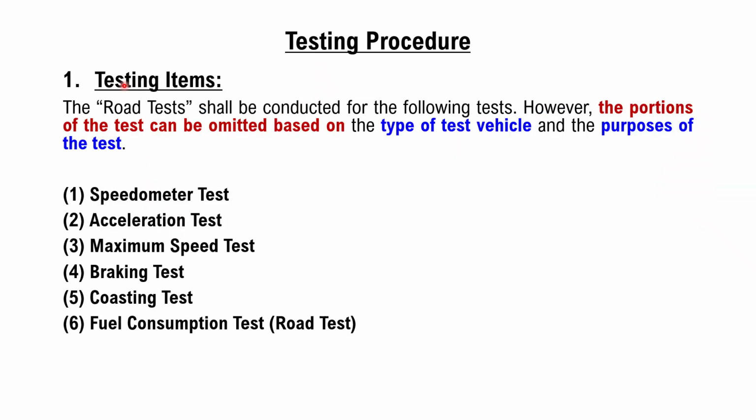Testing procedure. Number 1. Testing items. The road test shall be conducted for the following tests. However, the portions of the test can be omitted based on the type of the test vehicles and the purpose of the test. Number 1. Speedometer test. Number 2. Acceleration test. Maximum speed test. Braking test. Coasting test. And fuel consumption test.